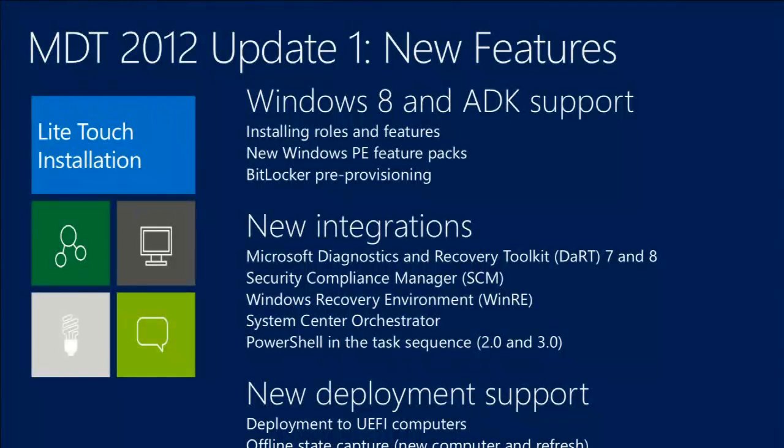The first one is Windows 8 and ADK support, roles and features, meaning there's a drop-down list of the roles and features that you can add in the actual creation of the task sequence, so it simplifies that whole process and makes adding, in particular, server roles super easy. There are also new components in WinPE, which we take advantage of, and BitLocker pre-provisioning, which is new in the Windows 8 ADK as well. We touch on that briefly.